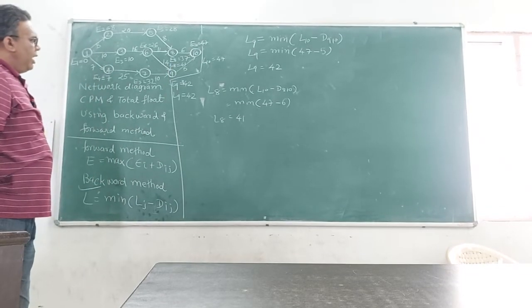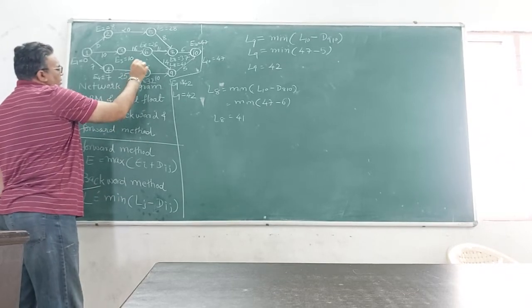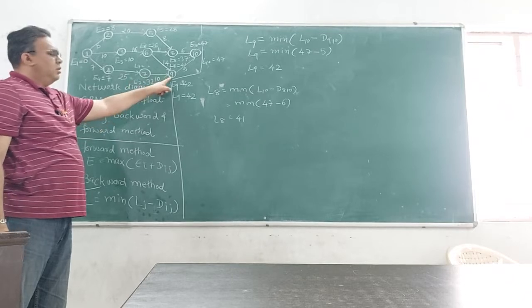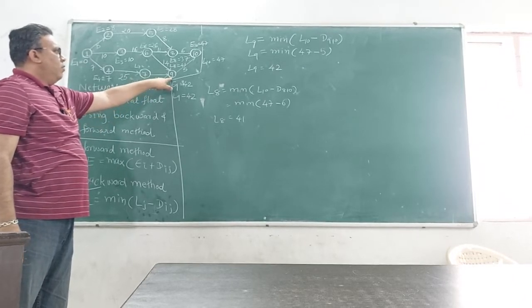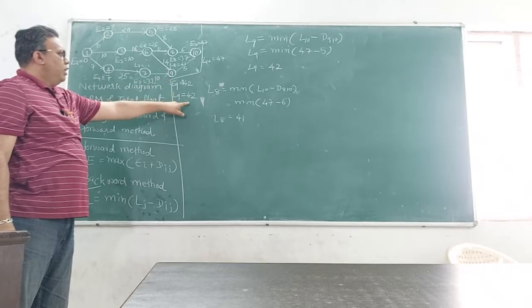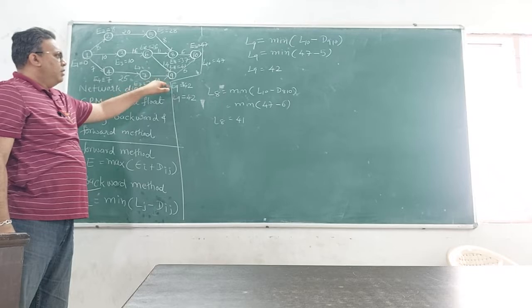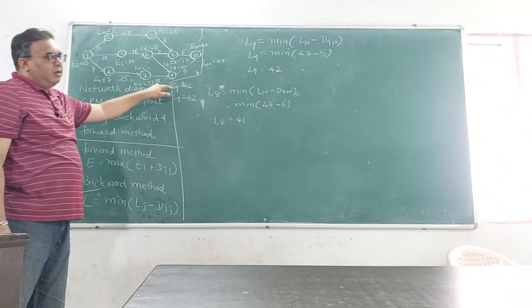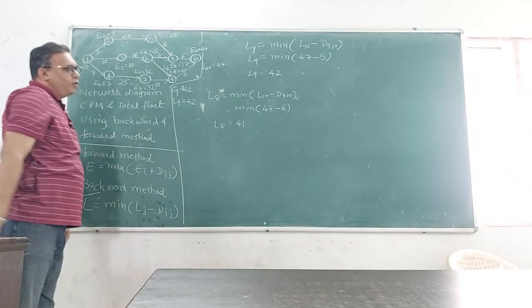Now L7. What is the preceding value of L7? That is L9. Right? What is the value of L9? 42 minus the distance between 7 and 9, that is 10. So 42 minus 10 is 32. So L7 is equal to 32.